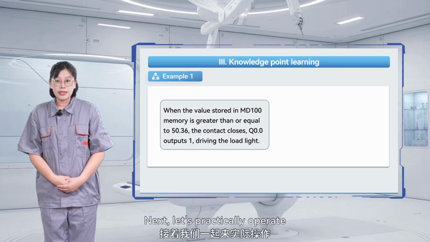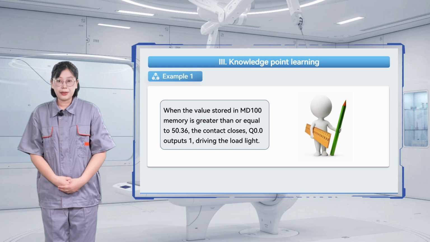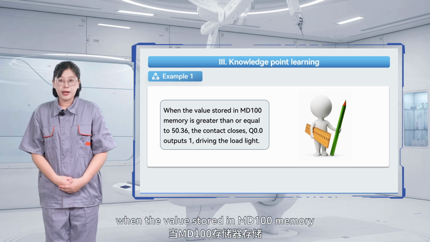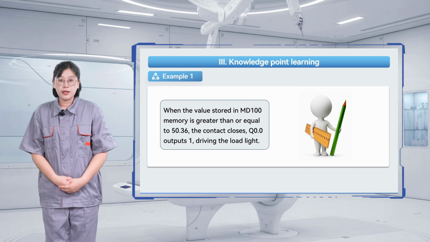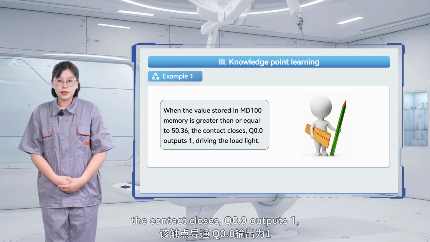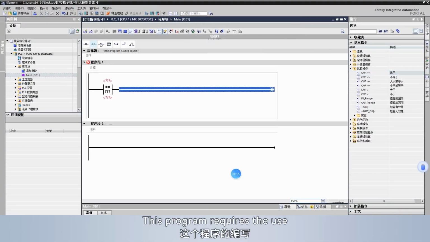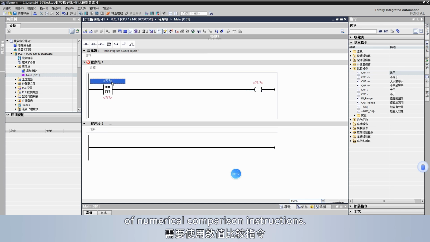Next, let's practically operate through the following example. When the value stored in MD100 memory is greater than or equal to 50.36, the contact closes, Q0.0 outputs 1, driving the load light. This program requires the use of numerical comparison instructions.